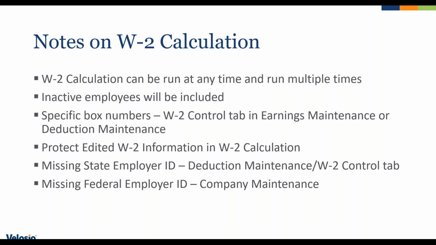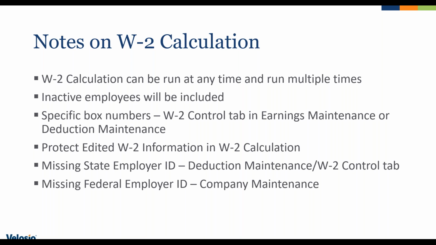If the employee W-2 history screen is used to modify any of that W-2 information using initialize mode, and the W-2 calculation process is rerun after that, it will, by default, override all those changes that were made in initialize mode. So if you have made changes in initialize mode and you want those changes to remain intact, be sure that you click the option on the W-2 calculation screen to protect edited W-2 information. You want to make sure you check that off before you rerun the calculation process, and that'll just make sure that that information stays intact for you.